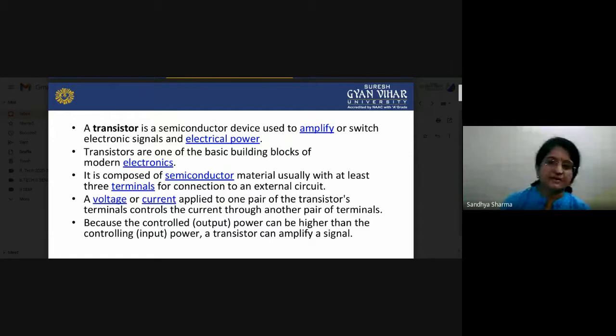Because of this, the controlled power can be higher. Whatever input signal you give will be controlled, and that controlled output power will be high with respect to the input signal. So we can say that the transistor works as an amplifier.